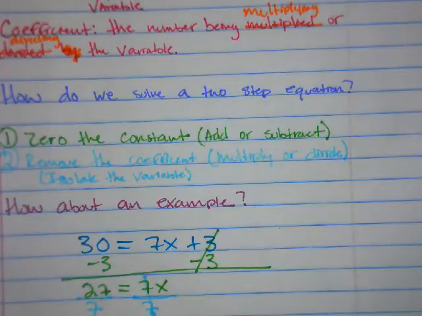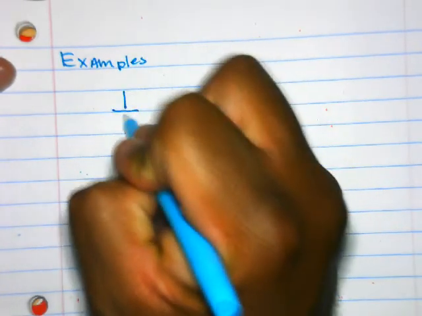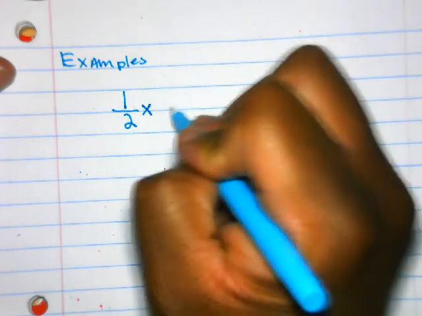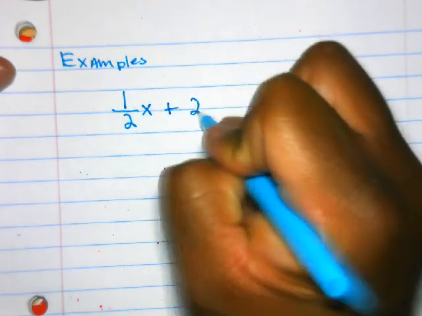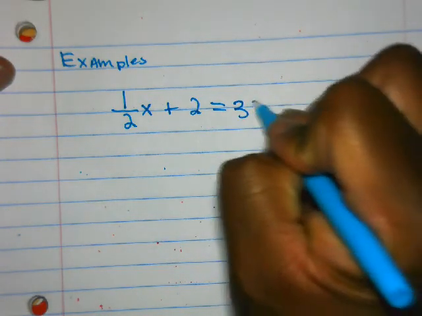So what happens if they give us a fraction? So what happens if we have 1/2 x plus 2 equals 32?